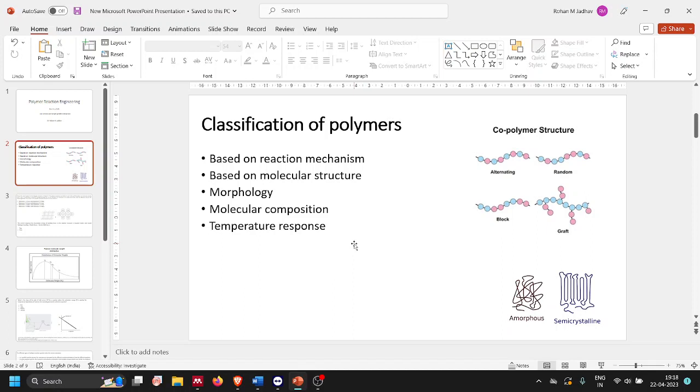Thermoplastics can be easily melted with increasing temperature and can be remolded, and they can undergo repeated cycles of heating and cooling without much difference in their properties. Standard examples for this would be polypropylene, polyethylene terephthalate, and polyethylene. Next, we have thermosetting plastics.